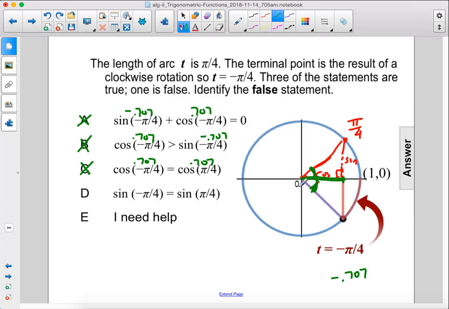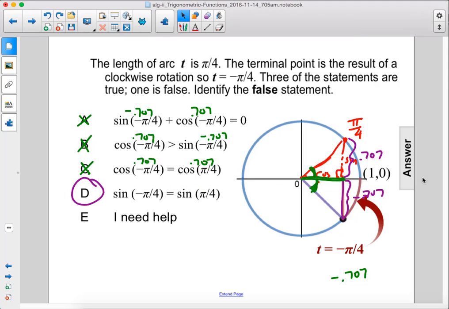However, the same cannot be said for sine. So the sine of negative pi over 4 is this right here. So this is negative 0.707. And the sine of pi over 4 is this right here, which is positive 0.707. So if you put them in absolute values, they do have the same length. However, the sine of pi over 4 is positive, while the sine of negative pi over 4 is negative. So this is not true. The answer to this question is D.